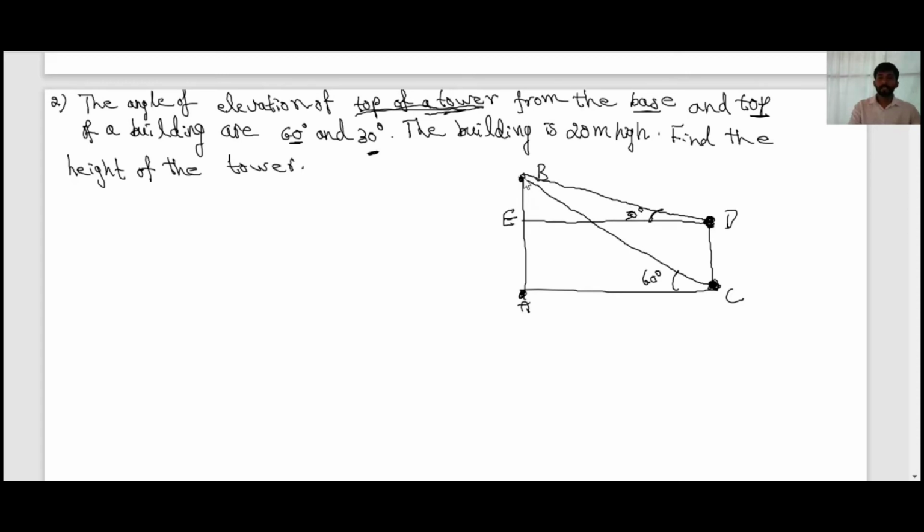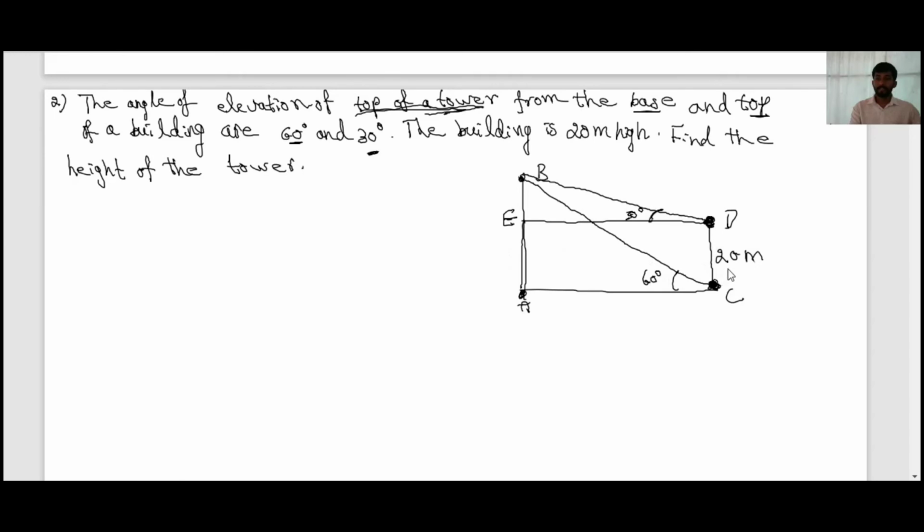Okay, then you can see two triangles. One is triangle BDE, another one is triangle BAC. Okay, one more data is given. Height of the building is equal to 20 meter. Okay, here building height is equal to 20 meter. What is your observation? Here you can observe one rectangle, right? Opposite sides of the rectangle are equal.